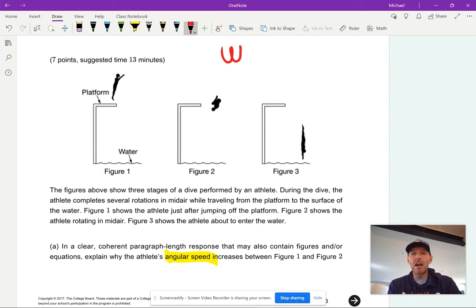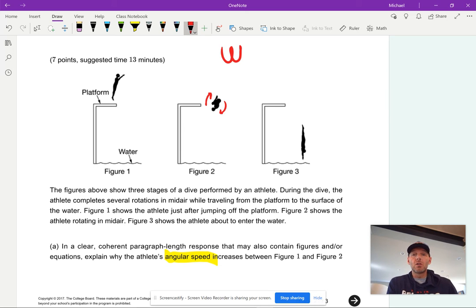And notice we have the diver going and rotating in the air and then hitting the water. It's not asking about the time going down. It's not asking about anything besides the rotation, the angular speed. And so we know it's not a gravity problem. It's not free fall. Gravity is not applying torque that's spinning the diver. So really it's just a rotational problem.